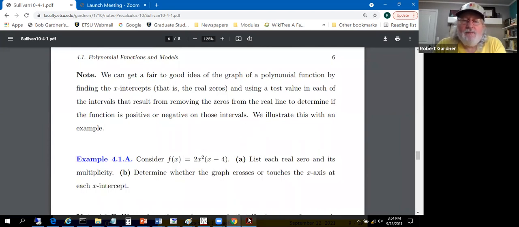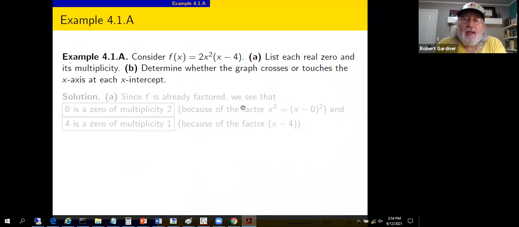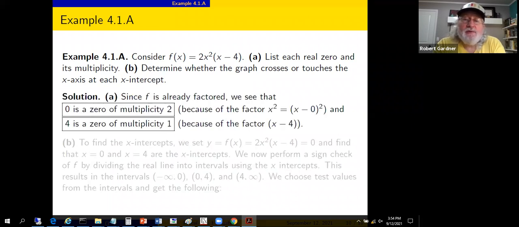Let's illustrate it. Okay, consider f of x equals 2x squared times x minus 4. Part A, list each real zero and its multiplicity. Determine whether the graph crosses or touches the x-axis at each intercept. Okay, part A, you want the zeros. We need to factor it. It's already factored. How convenient. So we'll set each of the factors equal to 0.